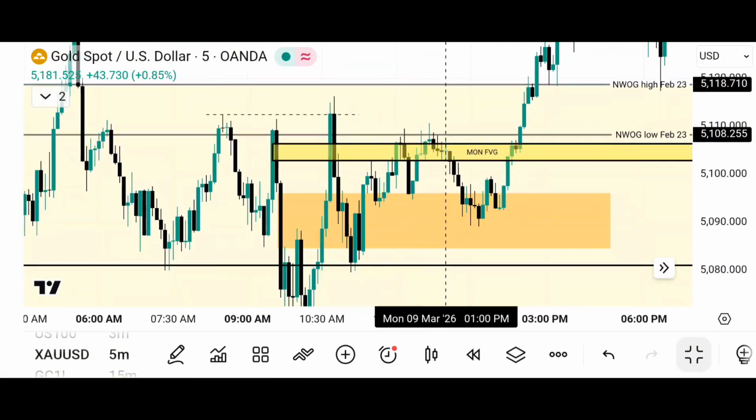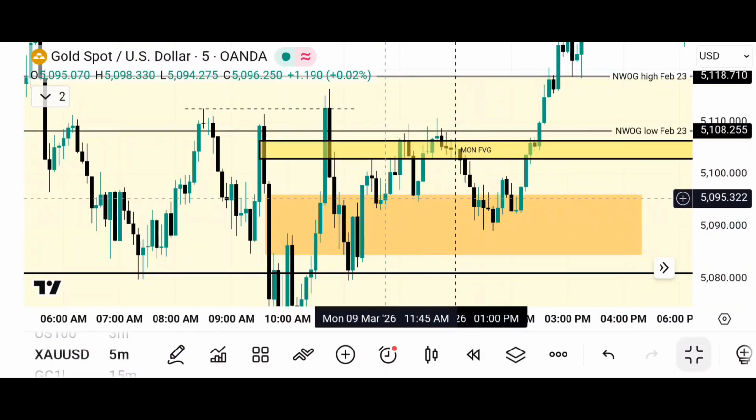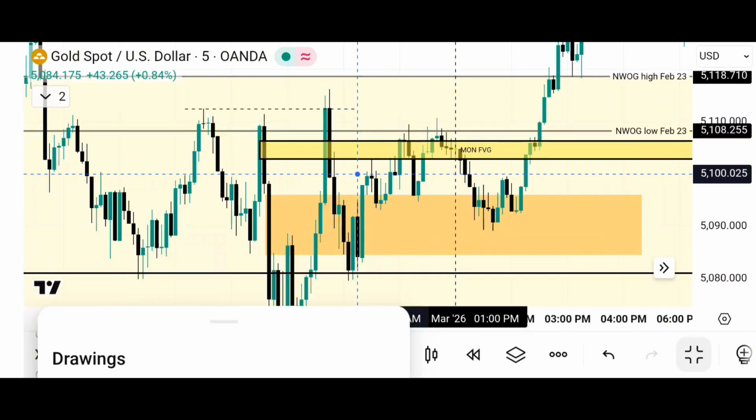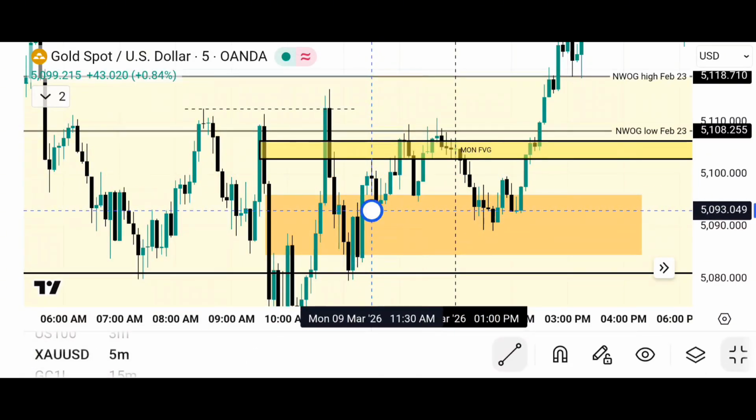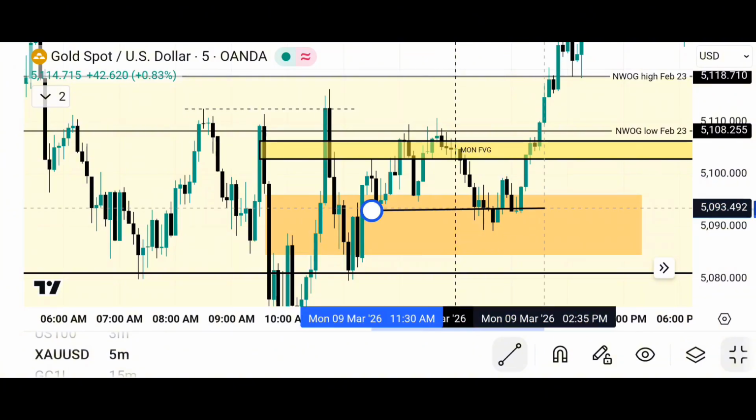And like I was saying before I brought you back, prior to the New York PM session right here, you can take note of these lows right here. These are relative equal lows, with the low at the left lower than this one at the right, validating it as a high probability sell side liquidity.